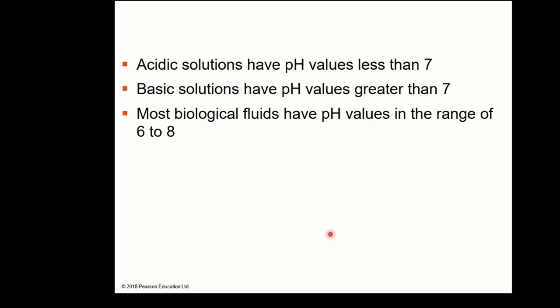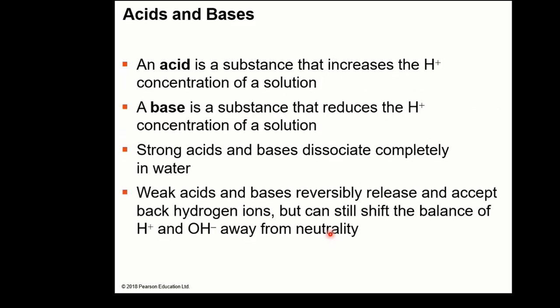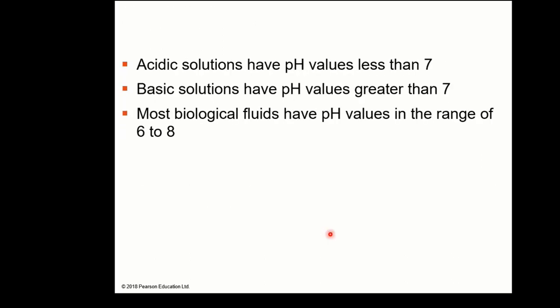Why is this important? Acidic solutions have a value less than 7, basic have a value greater than 7, because acids are substances that increase hydrogen ion concentration, but bases are the ones that reduce it. Hence, acidic solutions have a value less than 7, and basic solutions have a value greater than 7. So there is that balance. Most biological fluids have pH values that range between 6 and 8.